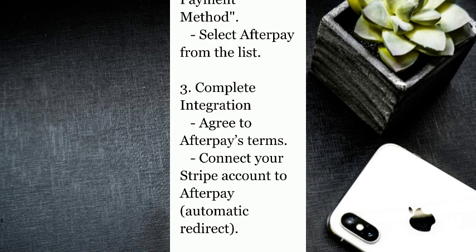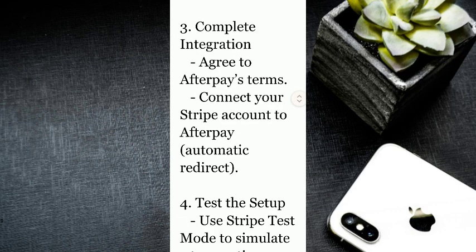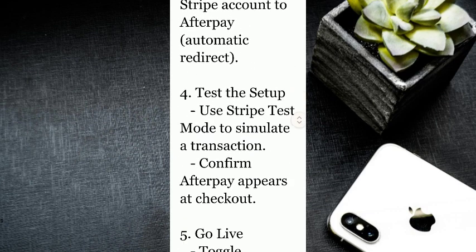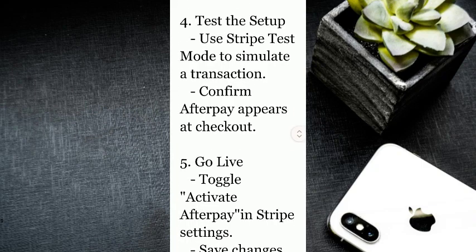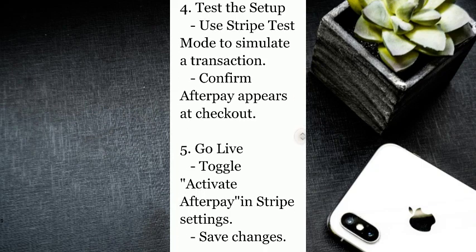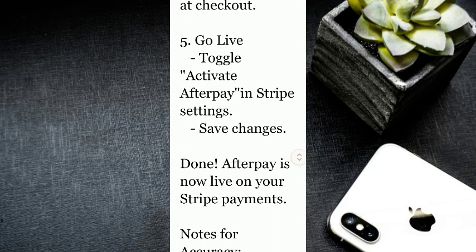Next, you have to agree to Afterpay's terms. Then connect your Stripe account to Afterpay. It has an automatic redirect. Next, you have to use Stripe test mode to simulate a transaction. Then confirm Afterpay appears at the checkout.